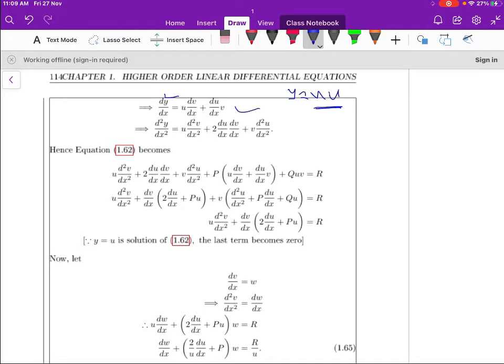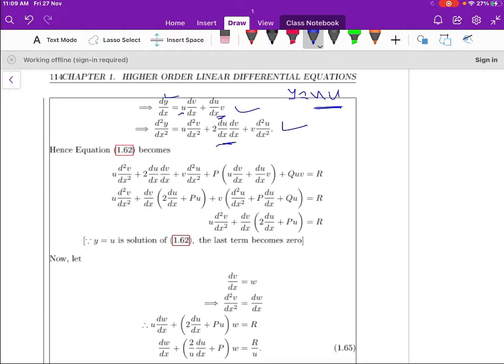Again differentiate this equation, we get d square y by dx square equal to u into the differentiation of the second function, that is d square v by dx square, plus du by dx into dv by dx. Similarly, du by dx into dv by dx, that is 2 times du by dx into dv by dx, plus v into d square u by dx square.